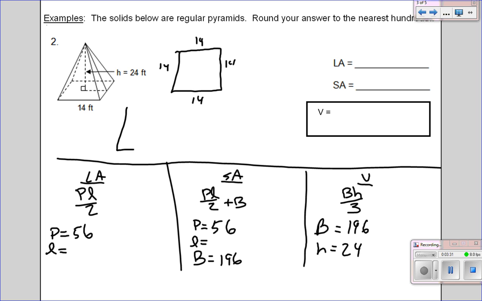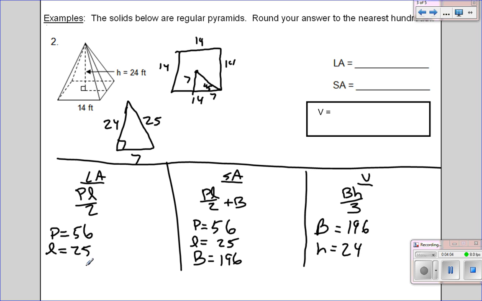So I'm going to take that triangle on the inside and draw it. The height is 24. Now I need to know the apothem. So I take my base and I drop the apothem and I put a 45 there because it's a square, which makes this 7 and that 7. So the apothem is 7. For a square, it will always be half. So Pythagorean theorem, 7 squared plus 24 squared. Take the square root, gives you 25 right there. So the slant height is 25.